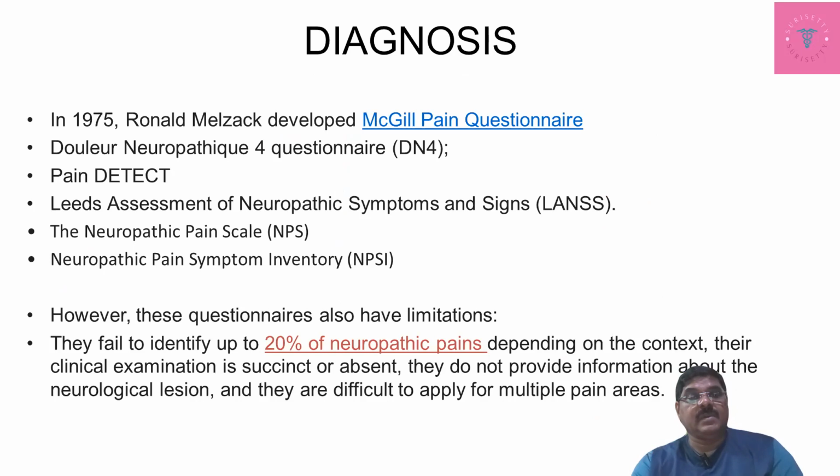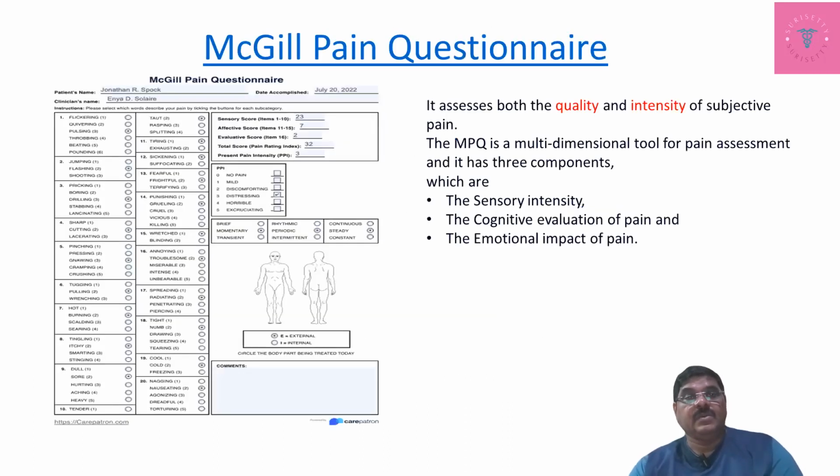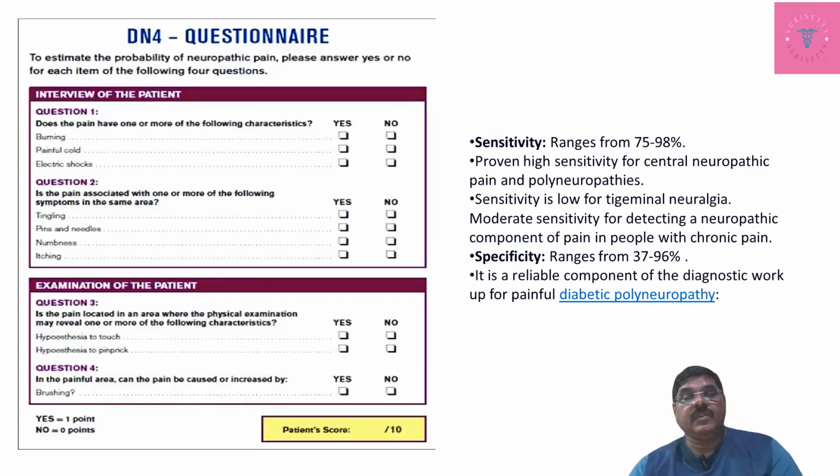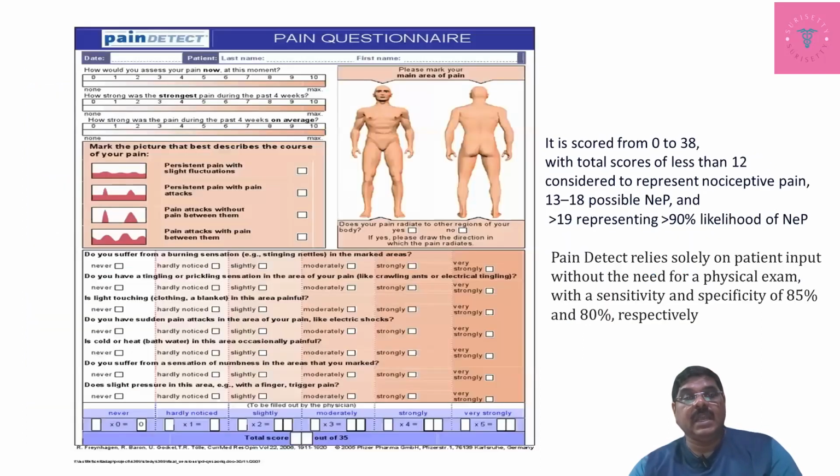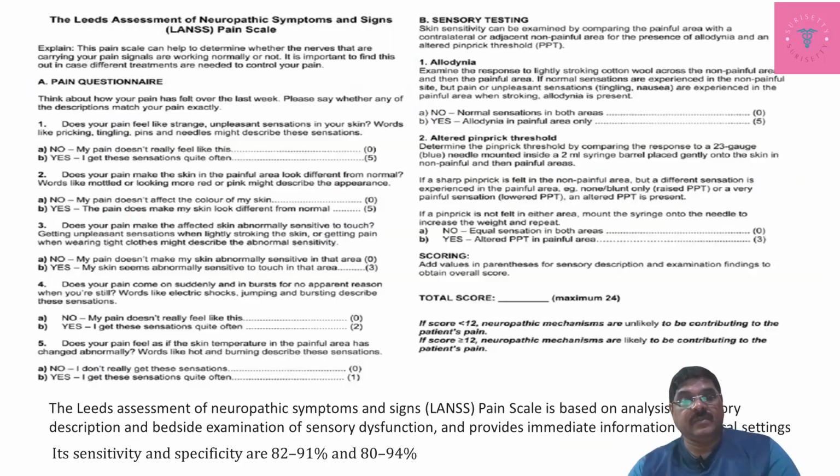However, these questionnaires have some limitations. They fail to identify 20% of neuropathic pain depending upon the context, because that is only history taken from the patient. The McGill pain questionnaire has quality and intensity; this is an important thing. Another is the DN4 questionnaire, usually helpful in diabetic polyneuropathy. Another is the LANSS scale, a pain questionnaire. And next is the PainDETECT scale. These are all the questionnaires that will help to diagnose.